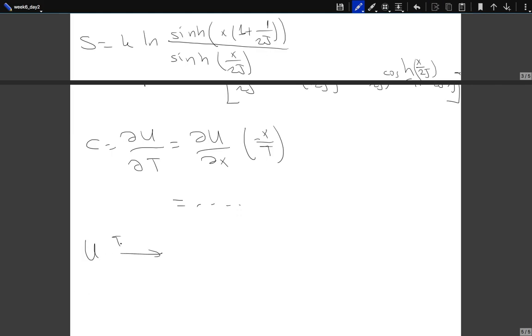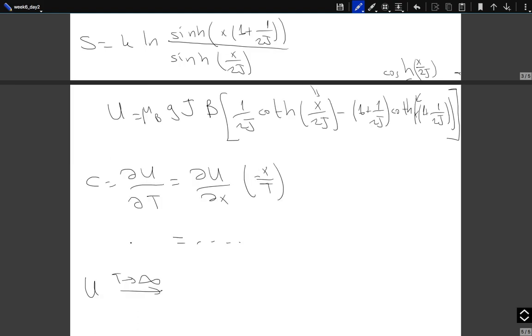Let's say as t goes to infinity. Well, as t goes to infinity, x goes to 0. And so if we expand it around x equal to 0, cotangent hyperbolic, remember it's cosine hyperbolic over sine hyperbolic. Cosine hyperbolic goes to 1. Sine hyperbolic at small values of its argument just goes to the value of the argument.